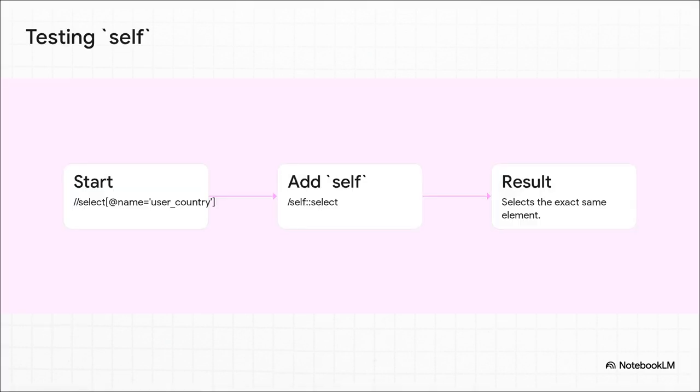First up, let's just test out that self axis. We take our original XPath and we add /self::select. And as you'd expect, it selects the exact same element. It's basically like pointing to the element and asking, are you you? It's a perfect little sanity check.